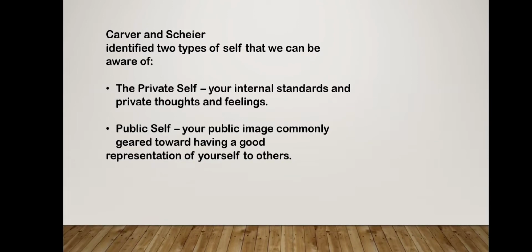Carver and Scheier identified two types of self that can be aware of. The private self, your internal standards and private thoughts and feelings. For example, seeing your face in the mirror is a type of private self-awareness, or something that you are aware about yourself but others might not be. And public self, your public image commonly geared toward having a good representation of yourself to others. For example, one's overt behavior, mannerism, stylistic quirks, and expressive qualities.